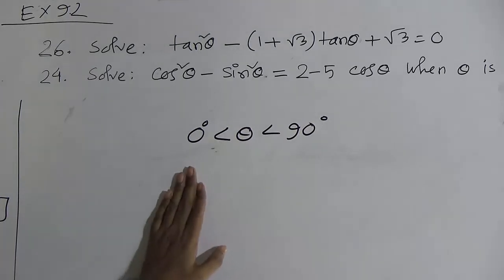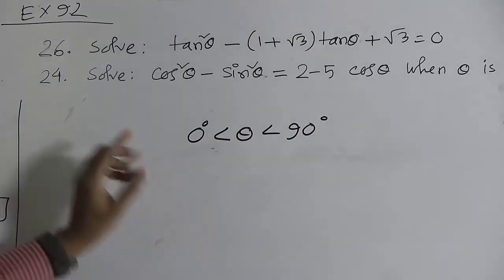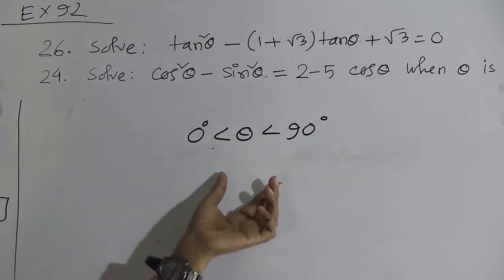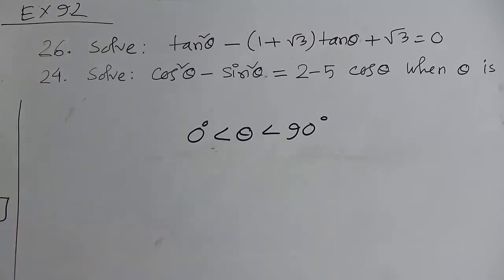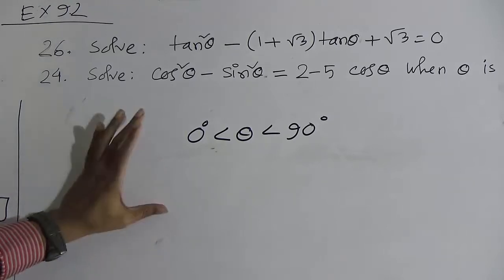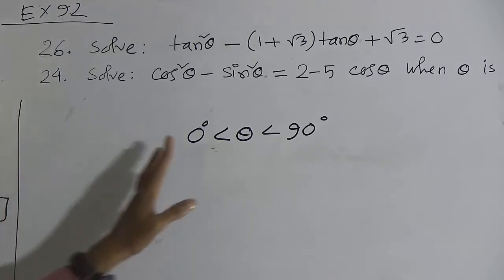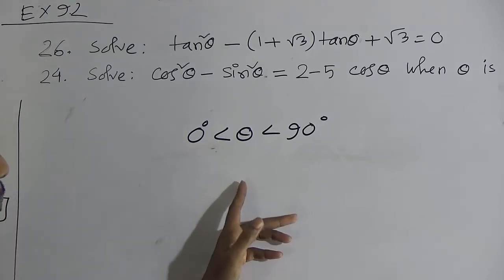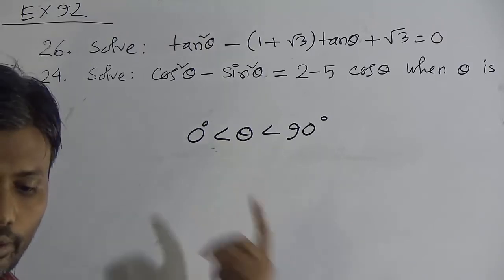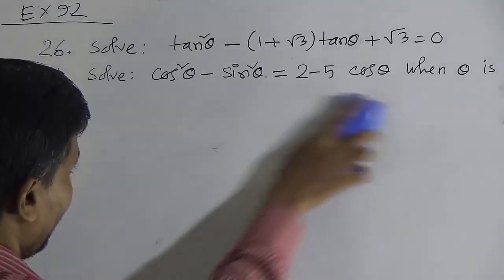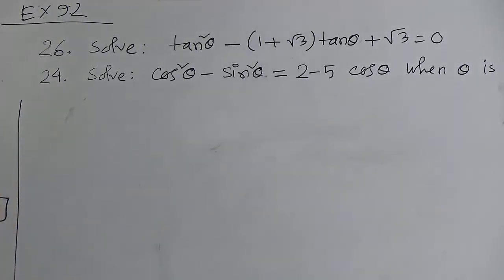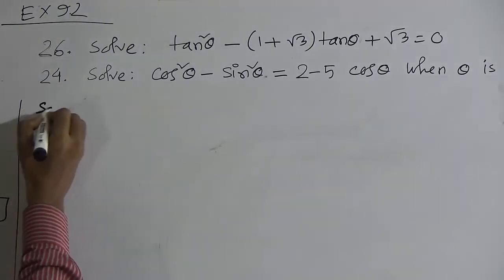that means the angle must be greater than 0 degree but less than 90 degree. Okay, for acute angle, what is the condition? The angle should be greater than 0 degree but less than 90 degree. Okay, this is the condition for acute angle. Now write here the solution.